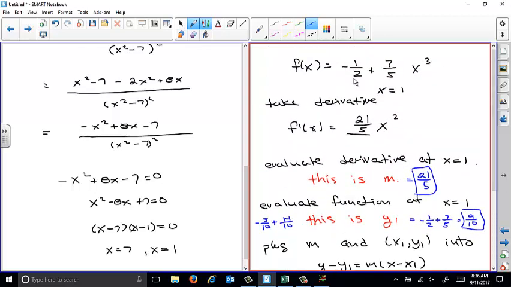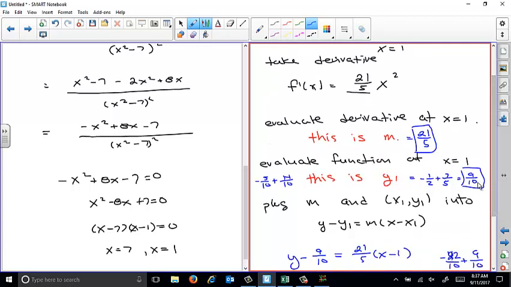the derivative of this function, this is 0, and then you get 3 times 7, which is 21. So you get 21 fifths x squared. You plug in x equals 1 into the derivative equation, you get the slope of the tangent line is 21 fifths. And then if you plug x equals 1 into the function, you get negative 1/2 plus 7 fifths times 1 cubed, which is just negative 1 plus 7 fifths, which is 14 tenths. So negative 5 tenths plus 14 tenths is 9 tenths. Those are your slope, and that's your y coordinate.